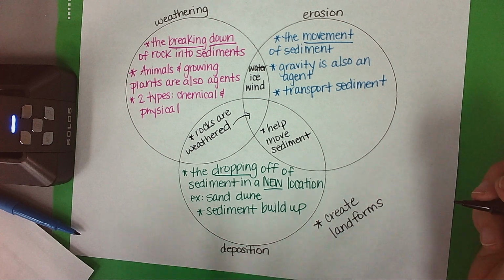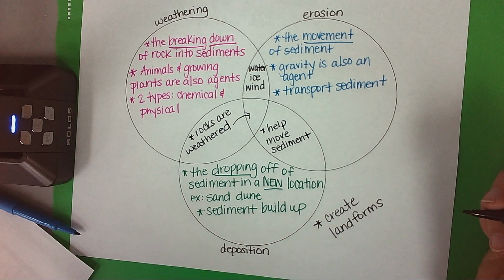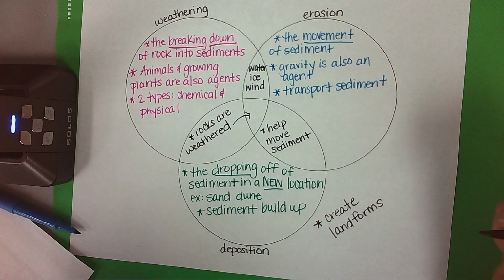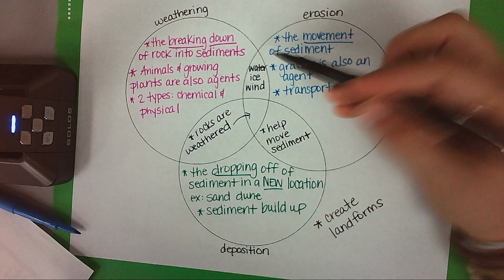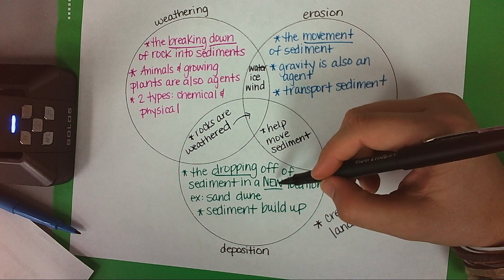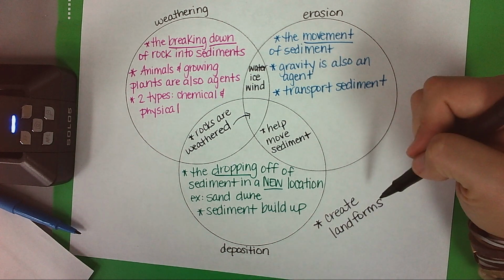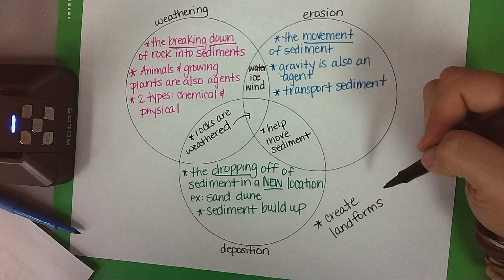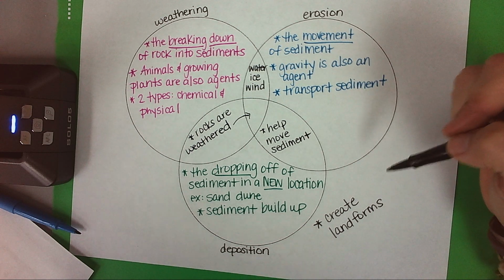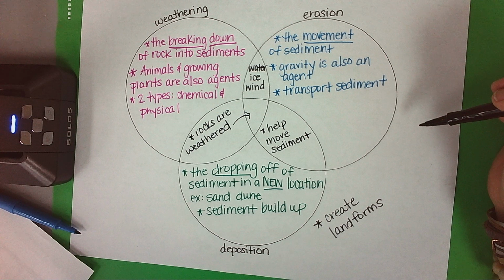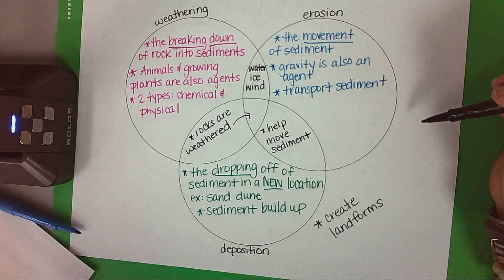So weathering breaks down the rock, erosion moves that rock, and deposition drops it off. Weathering and erosion use water, ice, and wind to help that happen. And then gravity pulls down on things, so gravity is going to help move that rock. The rocks are broken down, moved, and then dropped off, creating new landforms like sand dunes and canyons and things like that. So here is your weathering, erosion, and deposition Venn diagram, and this would go in your notebook as number 12.